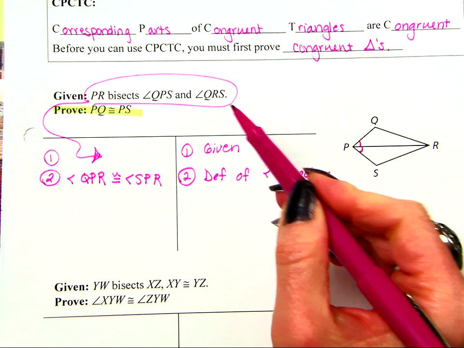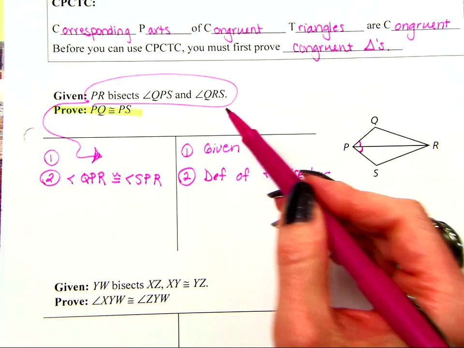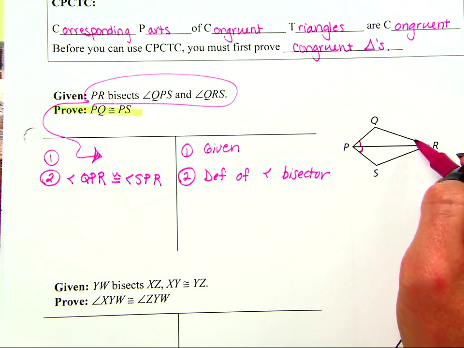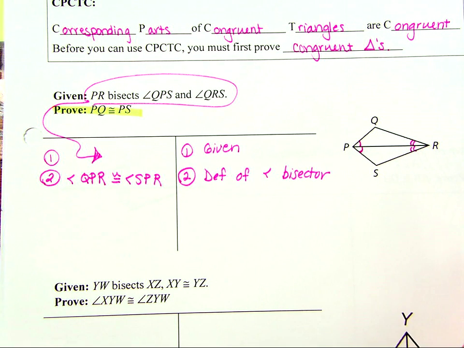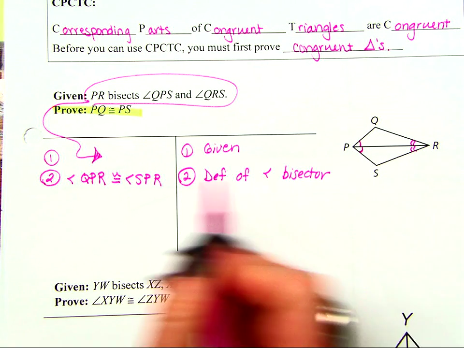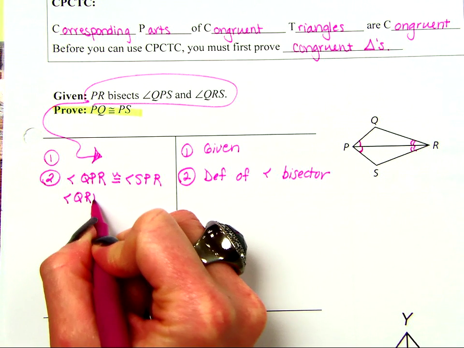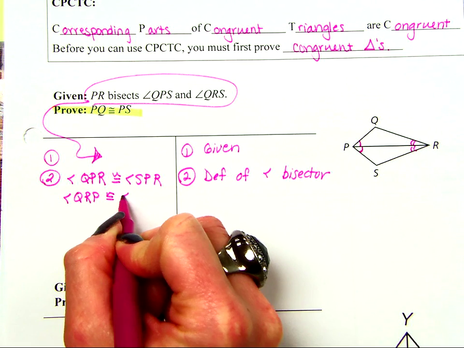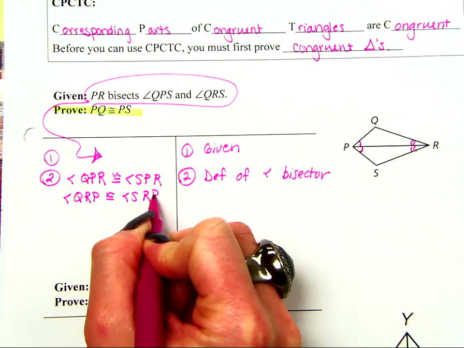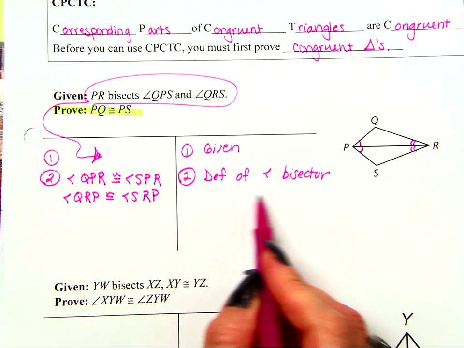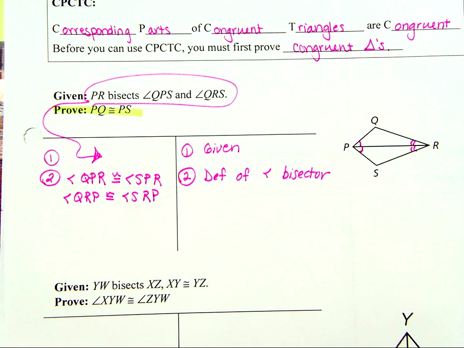Now it also tells me that it bisects angle QRS, meaning QRS over here on the right, it's also splitting this angle down the middle. And so I actually can add that into my step 2 as well. These angles are congruent. Angle QRP congruent to angle SRP. And I'm going to add that into step 2 because it's the same reason, because my angle bisector.